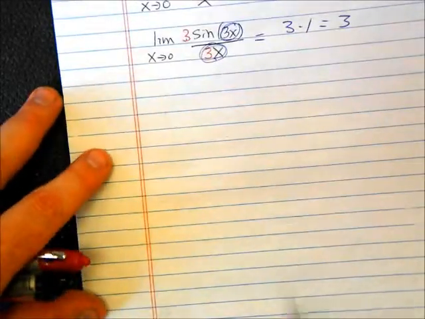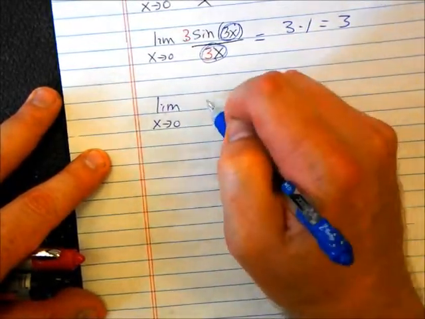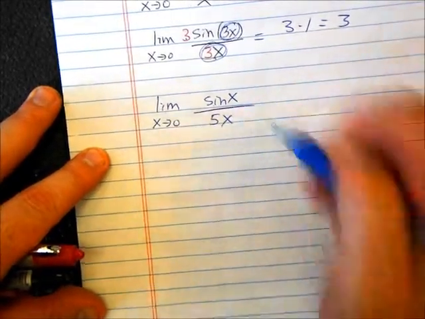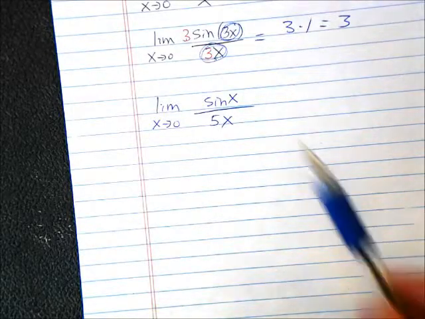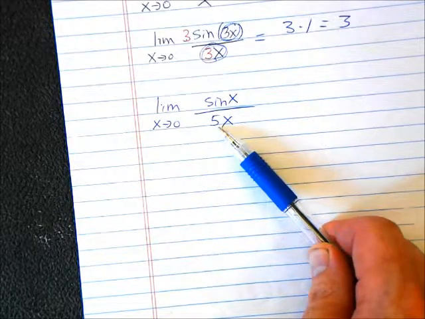All right, one more of those. Limit as x goes to 0 of sine x over 5x. Again, it's almost close. The problem is I have an x here, and I have a 5x down there. I really wish they were the same.